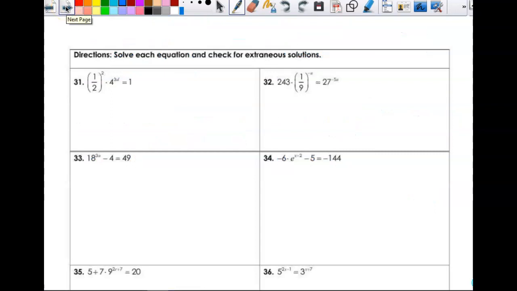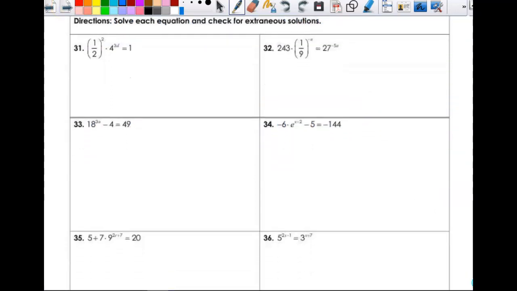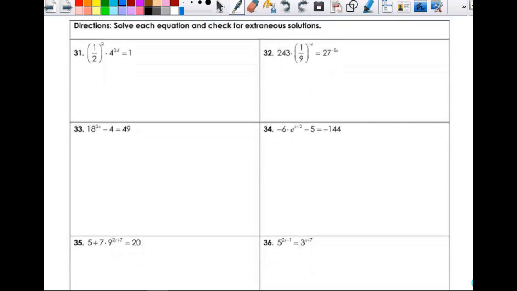Alrighty, last page. We're going to solve the equation and check for extraneous solutions, but these are exponentials, so I don't think that's necessary. All right, so we've got 1/2 squared times 4 to the 3d power equals 1. So I need to get this exponential part isolated. Well, 1/2 squared is 1/4. If I want to move it over here, I can multiply both sides by 4. So I'll get 4 to the 3d power equals 4 to the first power. Then I can use my 1-to-1 property, and 3d equals 1. So d equals 1/3.